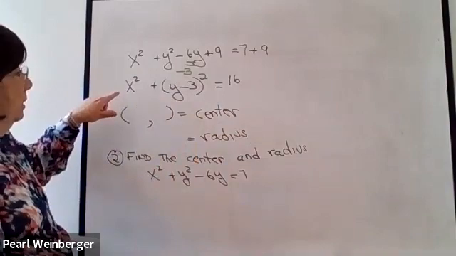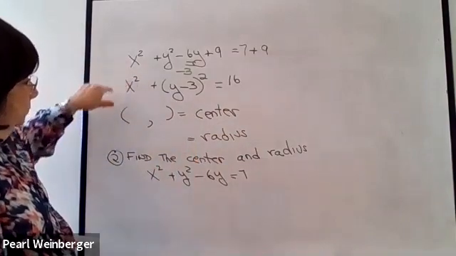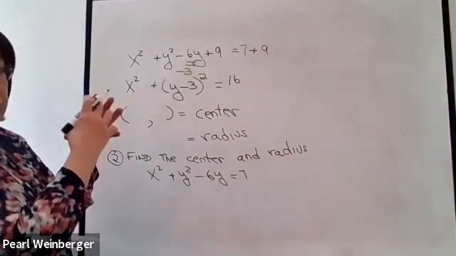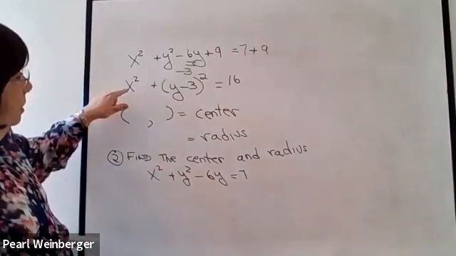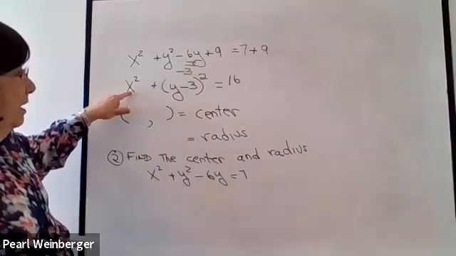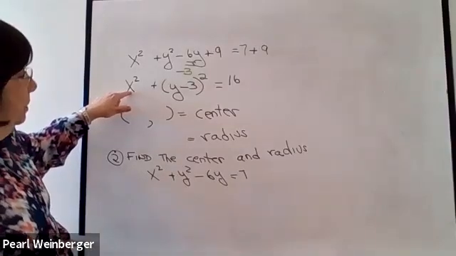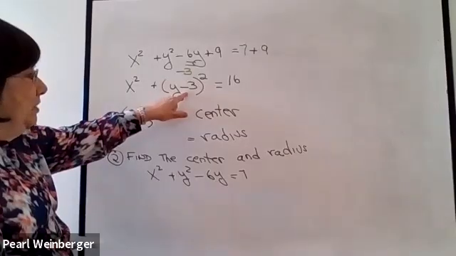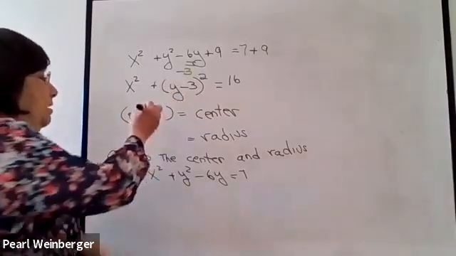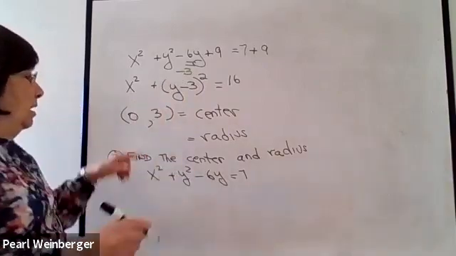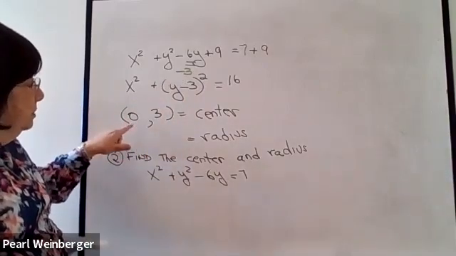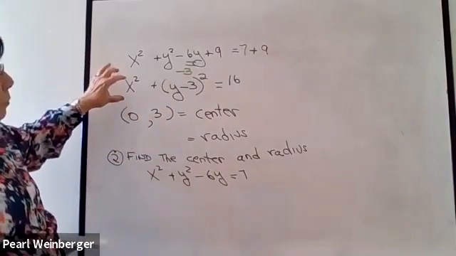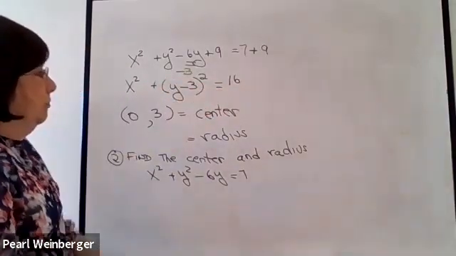Now, for the center, usually we have the x in a parentheses with something also. But since there's really nothing there, it obviously means that number must be a 0. In the parentheses with the y, we have a -3, so that number has to be 3. The center of the circle is (0, 3). The radius is the square root of 16, so that means it's 4.